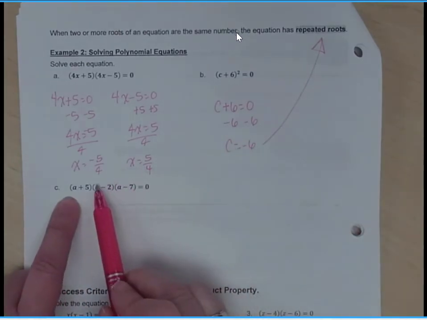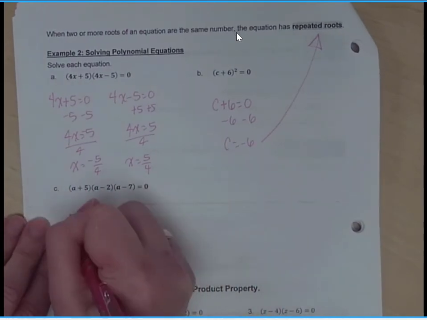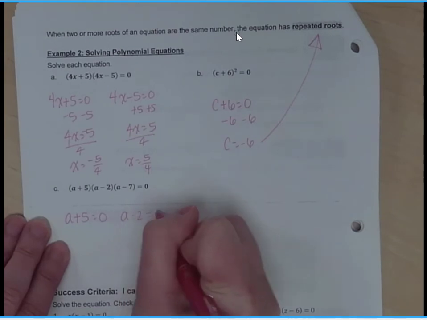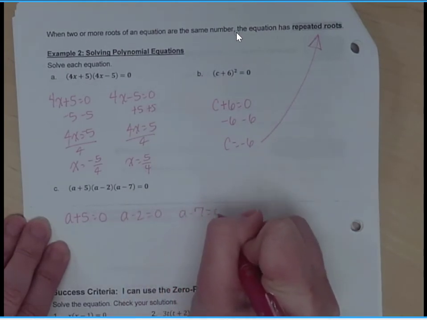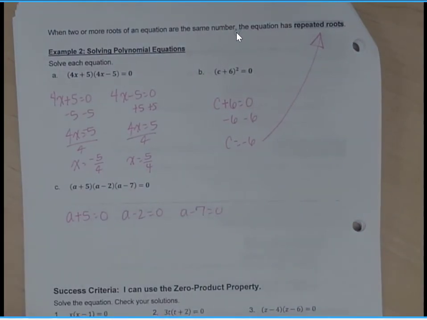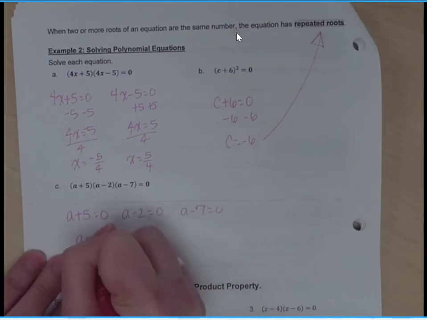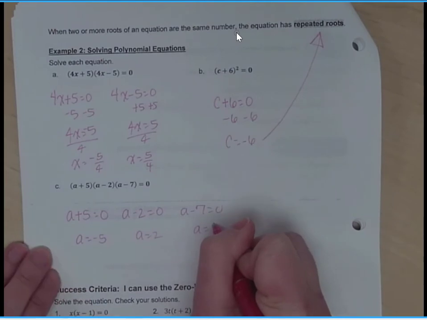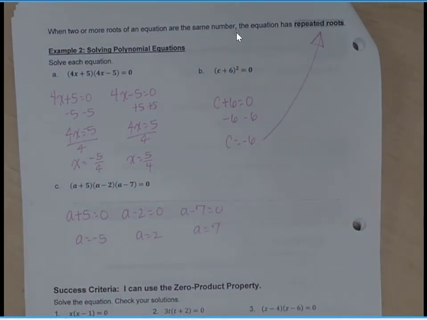Now here I have 3 factors. We're going to set each one of these equal to 0, because anytime a factor is 0, it doesn't matter what the rest of them are. So a equals negative 5, a equals 2, and a equals 7.